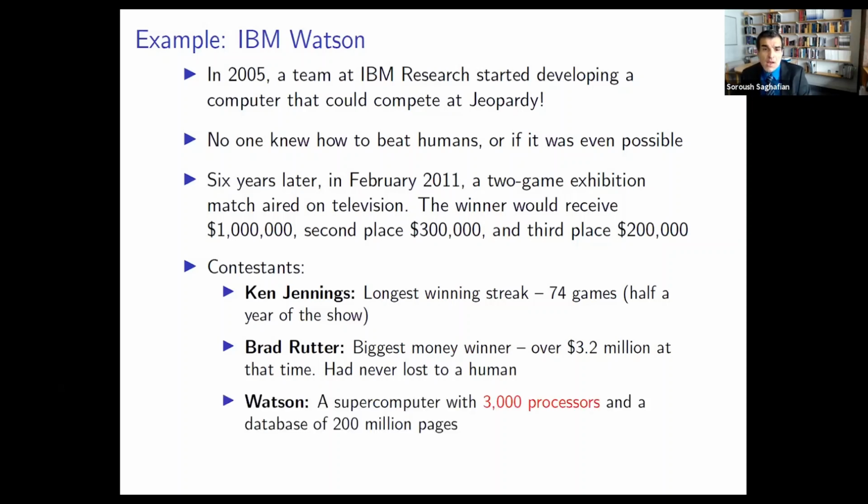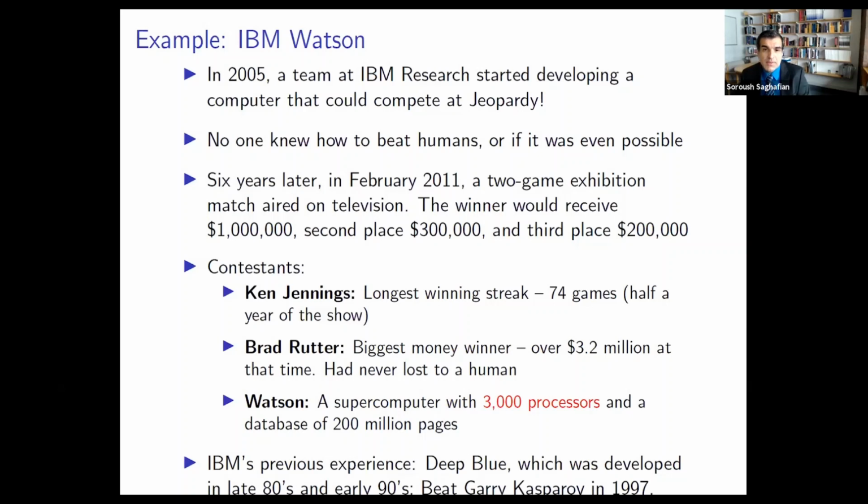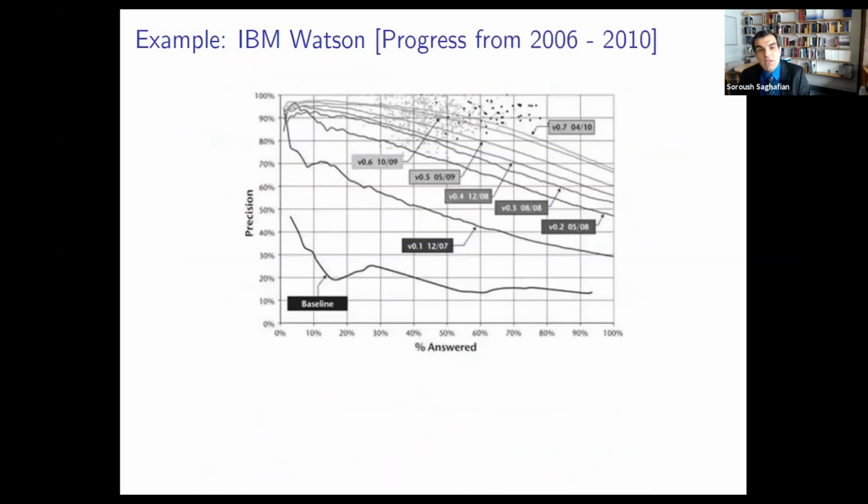So what happened? Let me show you what happened as IBM Watson made progress. But before I do that, I want to emphasize that IBM was experienced. As you know, in the late 80s and early 90s, they were able to develop Deep Blue, which was able to beat Garry Kasparov in 1997. But here is how IBM Watson progressed.